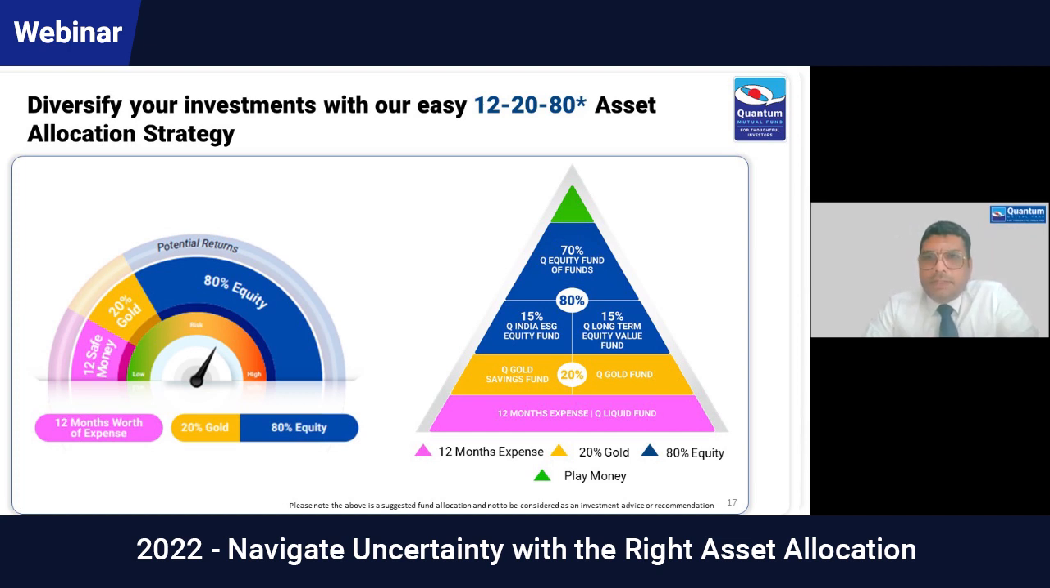Thanks, Chirag. Since we are on the 12, 20, 80, another question on that. Fund of fund is 70% of the equity portfolio. So the fund of fund may have a higher concentration of stocks. How do you manage this higher concentration of stocks in fund of fund, because fund of fund is taking 70% of your equity?